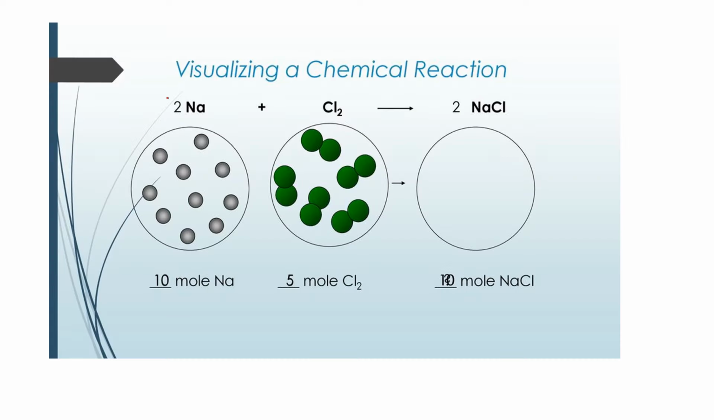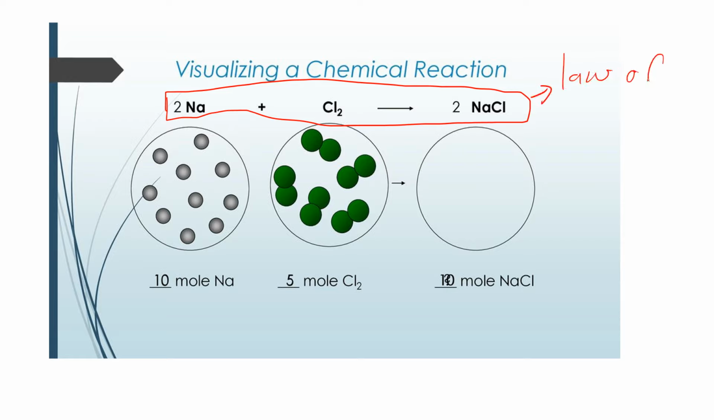Here is a visualized example of a chemical reaction. We can notice that it's balanced because we see coefficients here. 2 sodiums plus Cl2 goes to make 2 NaCl. And once again, balancing a chemical equation just follows the law of conservation of mass. The law of conservation of mass states that mass cannot be created or destroyed.